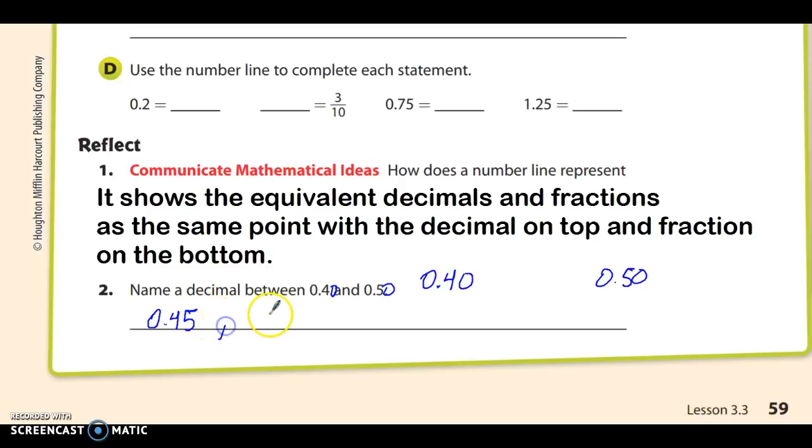There's also 0.41, 0.42. If you wanted to go all the way to the other end, you could do 0.49. There's actually unlimited answers there. So answers vary. It just asks you to name one. If you name any of them, that would be just fine right there. Okay, good job. We are done with page 59.